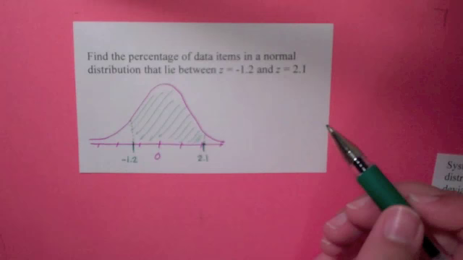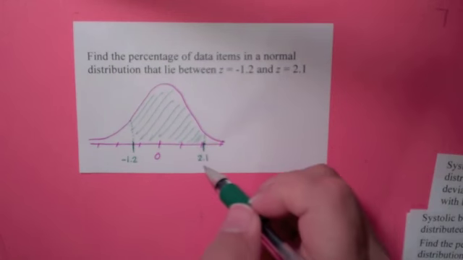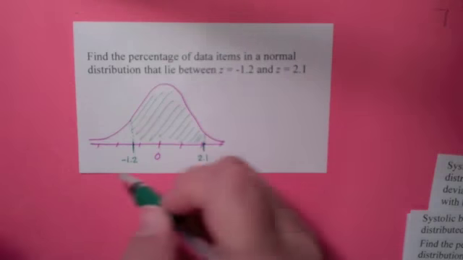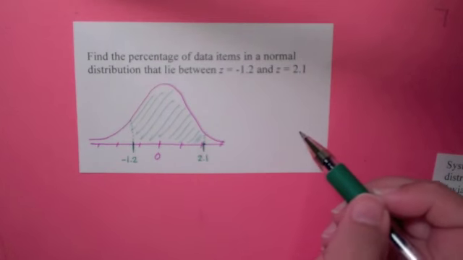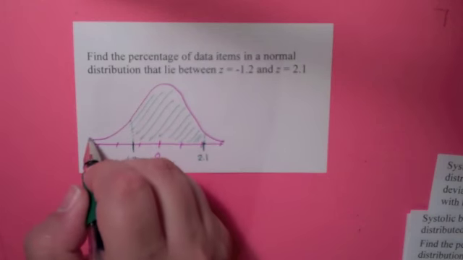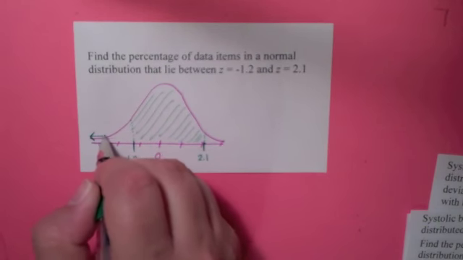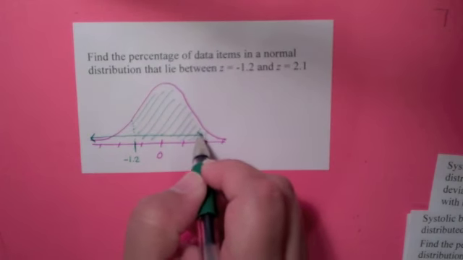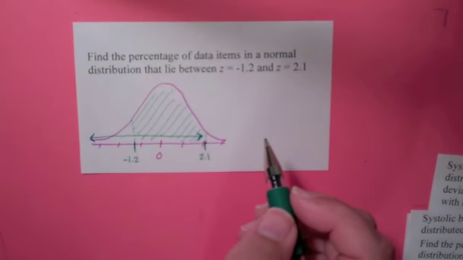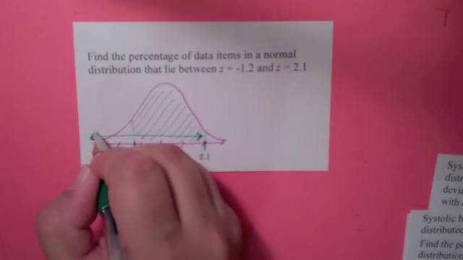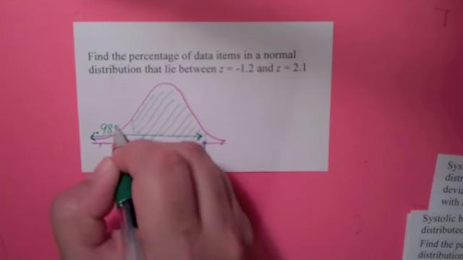Okay, again, I've got z-scores. When you have z-scores, look them up in the table. Alright, so I'm going to start by looking up 2.1. Again, it doesn't matter which one I look up first. When I look up 2.1, remember, it gives me the area to the left of 2.1, which we saw in the last problem, is 0.9821.